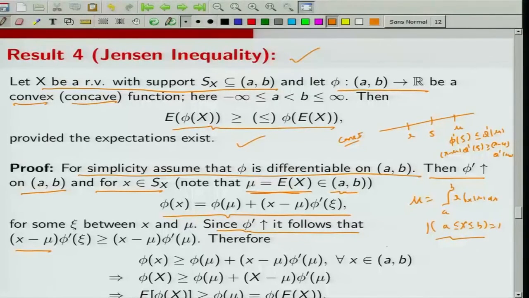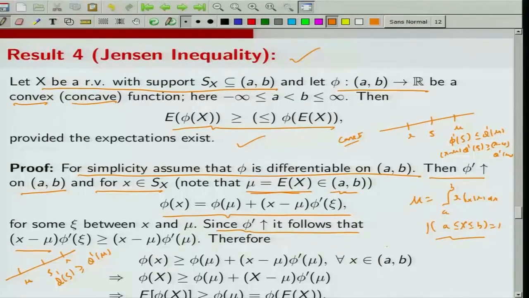Now let us consider case 2 where mu is less than x. So xi is over here. In this case, phi prime(xi) would be greater than or equal to phi prime(mu), because phi prime is increasing.